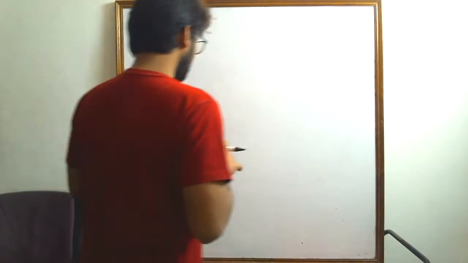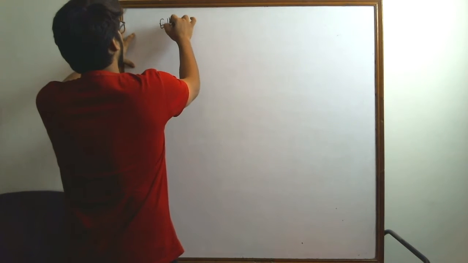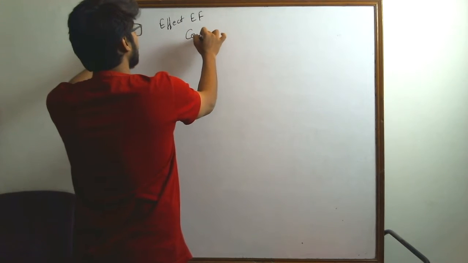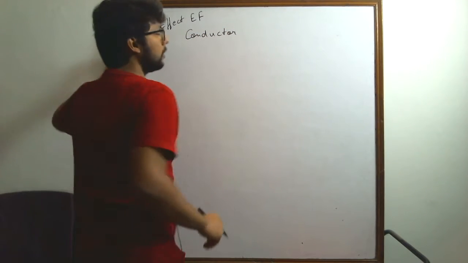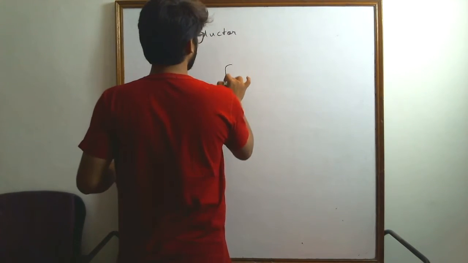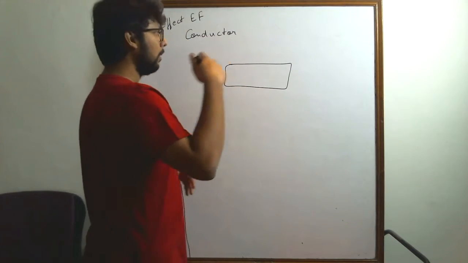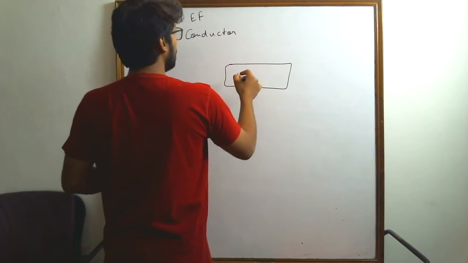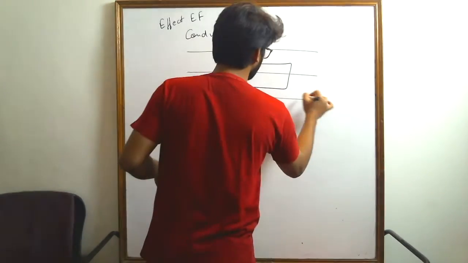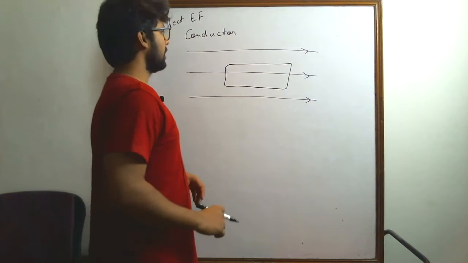Okay, so we start first of all with understanding the effect of an electric field on a conductor. Now what happens in a conductor when there is an external electric field? Suppose this is a piece of conductor, it can be a piece of any metal, iron, aluminum, whatever, and there is an electric field like this. This is the external electric field in which this metal piece is put.